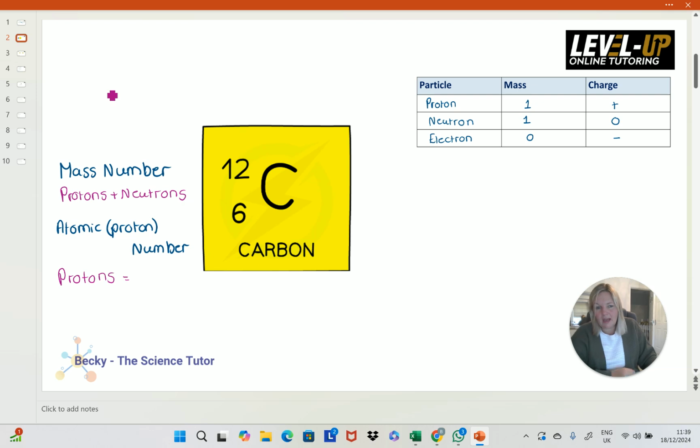And as we know that atoms have no overall charge, this is because they have the same number of electrons as they do protons. If you just cast your eyes back up to our little table, protons are positively charged, therefore we need the same number of electrons that are negatively charged so that that atom has no overall charge.